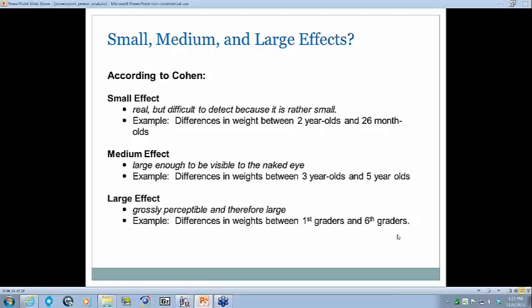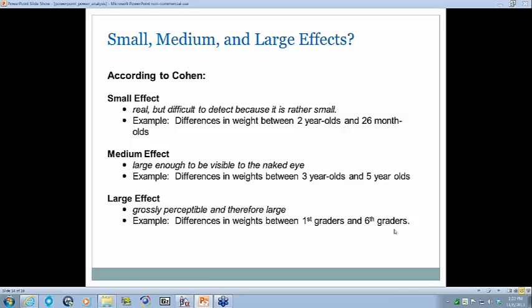A medium effect, though, is large enough to be visible to the naked eye. So you could see the differences in weights between 3-year-olds and 5-year-olds. They'd be taller even. You could see a lot of differences there. A large effect, he says, is grossly perceptible and therefore large. Let's say differences in weights between first graders and sixth graders. Very, very different. So the larger the effect, the easier it's going to be to detect, and the smaller the sample size you'll need.